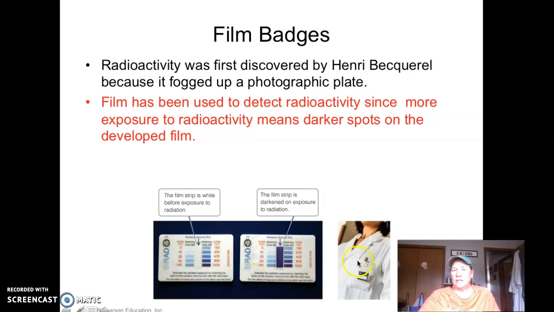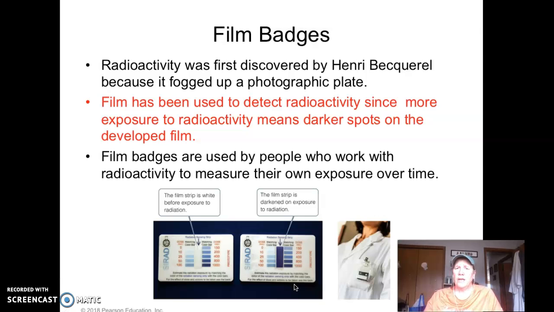These can be used in, obviously you can see she's wearing a white coat, so it's probably someone in the medical field. They also use them in nuclear power plants. Anytime you're on nuclear, you can use them. So film badges are used by people who work with radioactivity to measure their exposure over time. And again, it's to double check to make sure they aren't getting exposed, because if they are, then they have to look at what they're doing, the procedures and so on, and then probably give them some time off because they might have some issues.